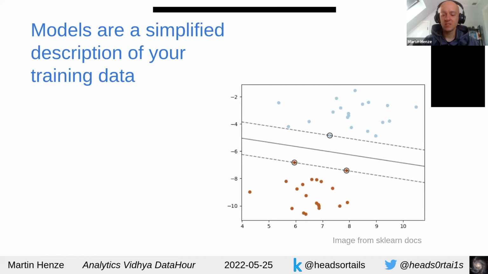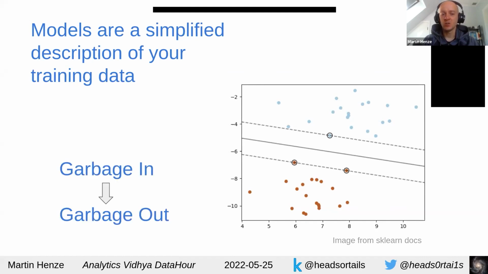But that also means that if your training data is bad in some way, if it's biased, if there's a lot of noise in it, then your models will not be good either. So garbage in, garbage out is a very fundamental concept in science, in engineering, and in data science and machine learning engineering as well, right? You can't expect great model performance if you don't give it great data to learn from.